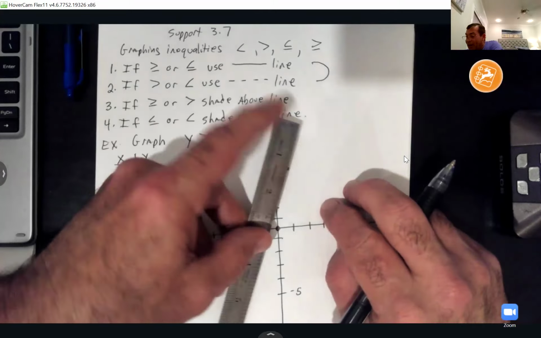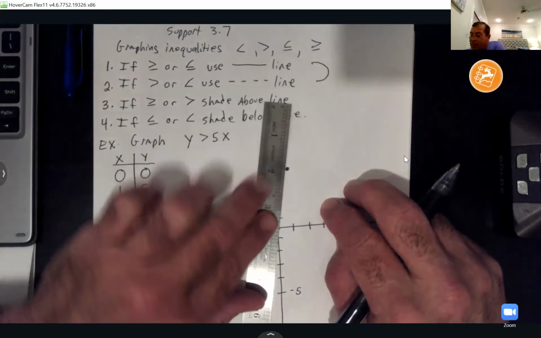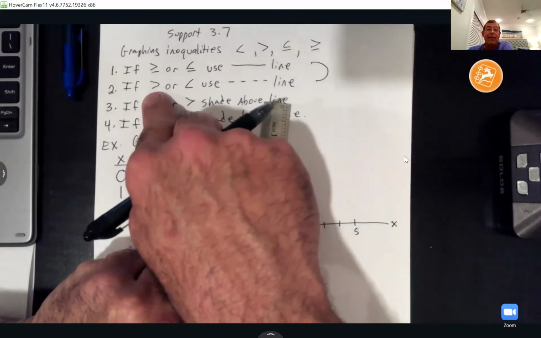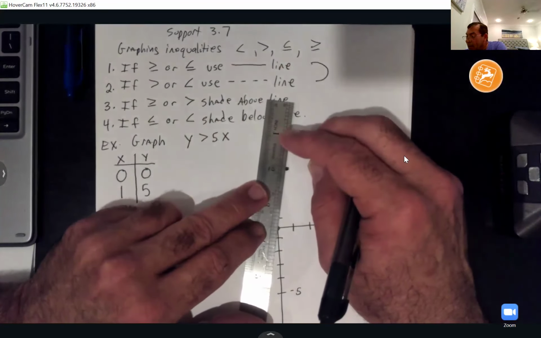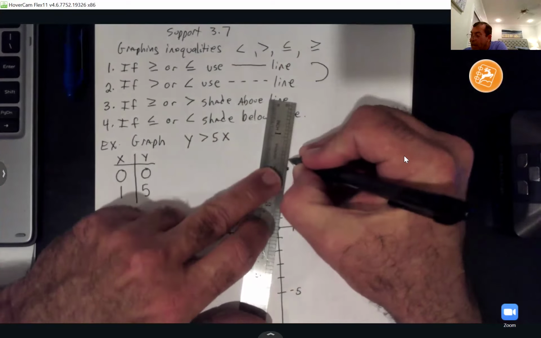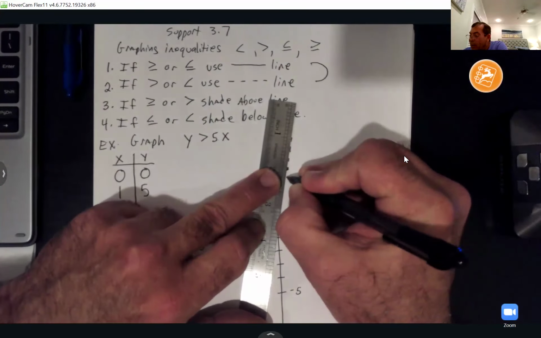It said dashed, right? Because remember, we got a greater than, and greater than or less than is going to be a dash. So we just dash our line through our points.